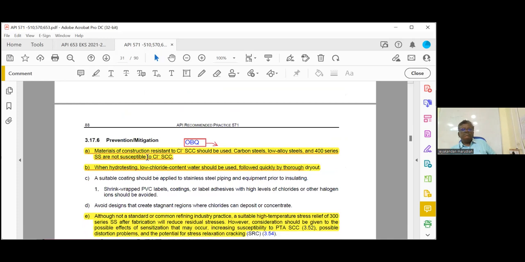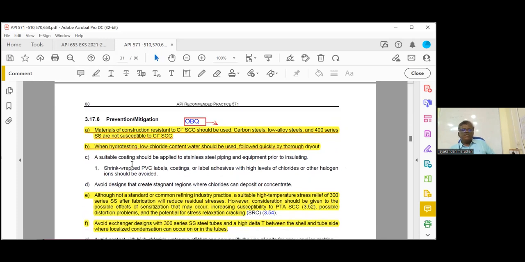Then prevention, highlight the A. Material of construction resistant to chloride SCC should be used. Carbon steel, low alloy steel and 400 series are not susceptible to chloride stress corrosion cracking. Then highlight the B. When hydrotesting, low chloride content water should be used, followed quickly by thorough dry out.